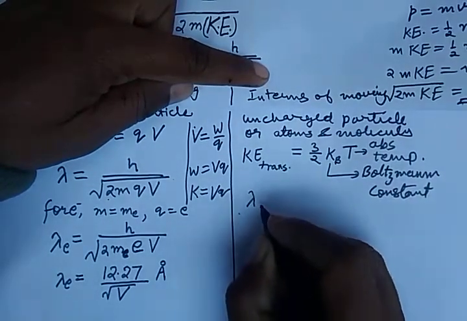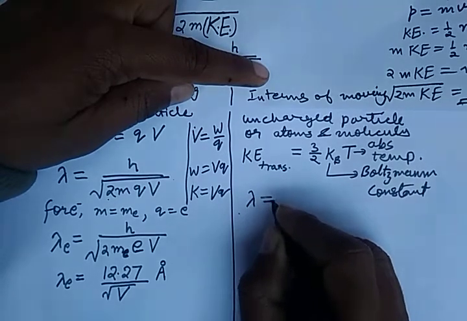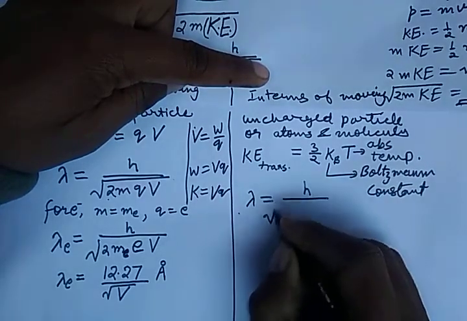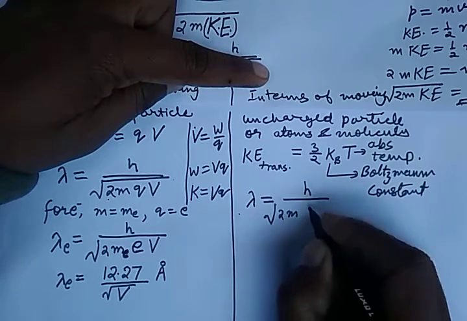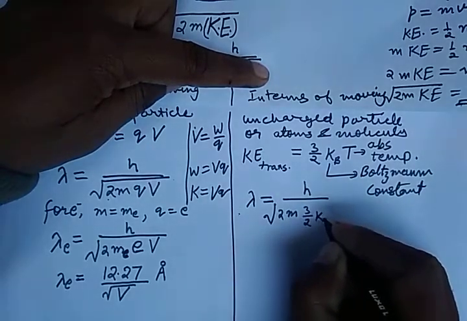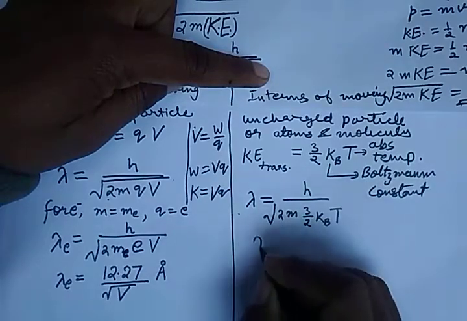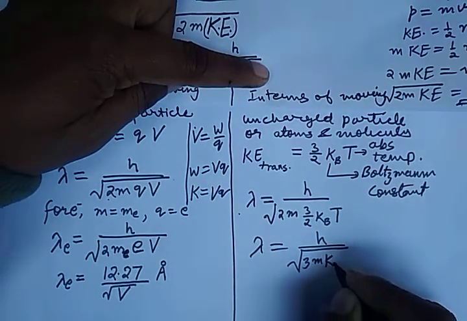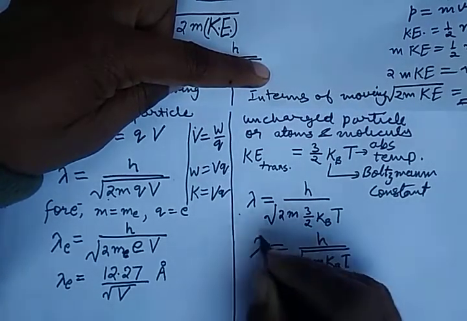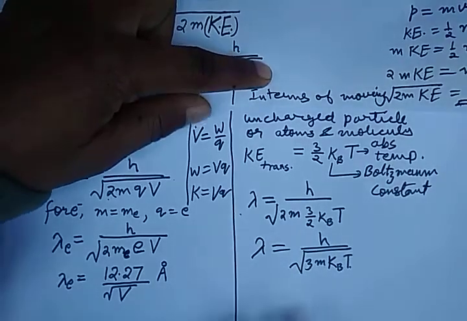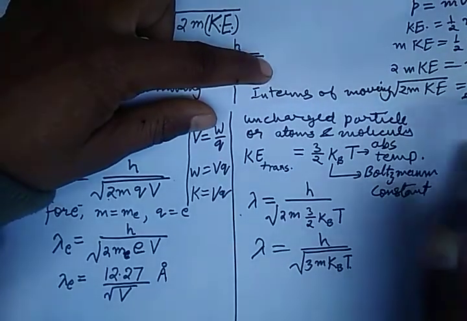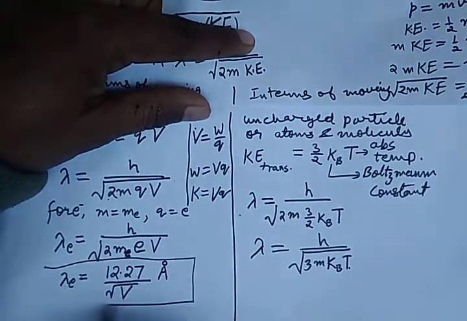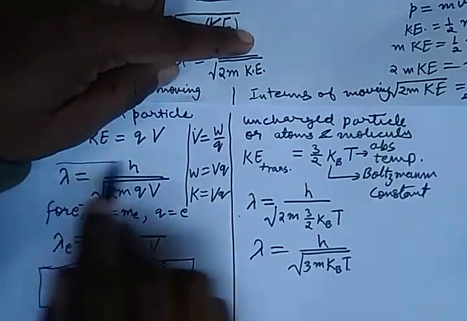So lambda for those gaseous atoms or neutrons, h upon root 2m, and in place of kinetic energy 3/2 k_B T. This will get cancelled, lambda equal to h by root 3m k_B T. That's all, nothing more to discuss about this. Now let's move to, we will focus on this. In fact, this.